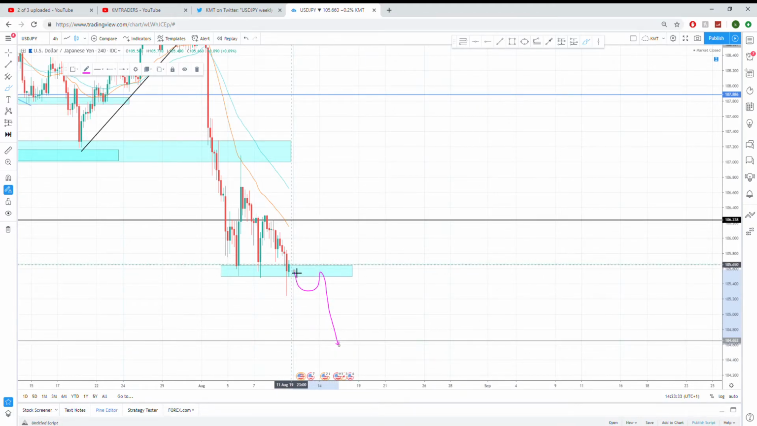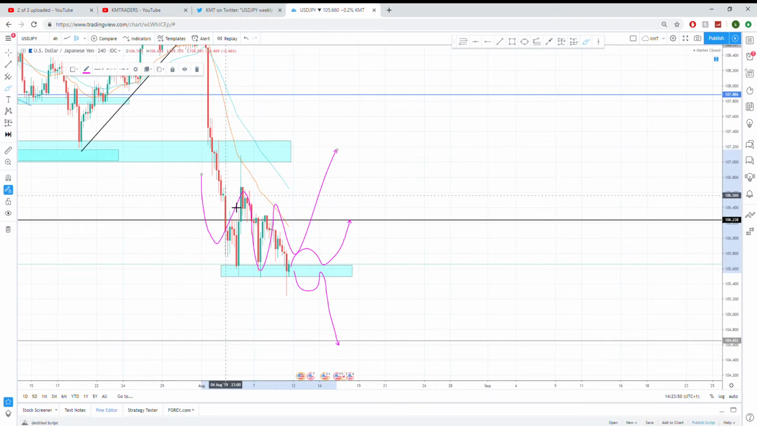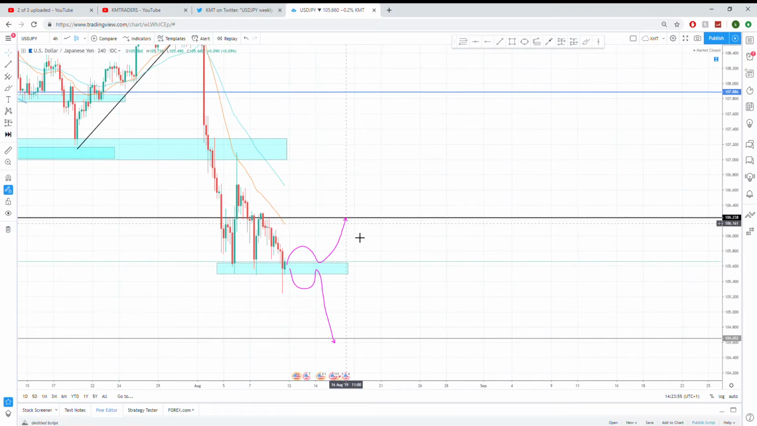Or if we find confirmation again, something sort of like this, we could be potentially retesting our monthly level here, and ultimately this could be the triple top or almost a triple bottom that could send price going upwards. So we don't really know exactly, but it's just an assumption.